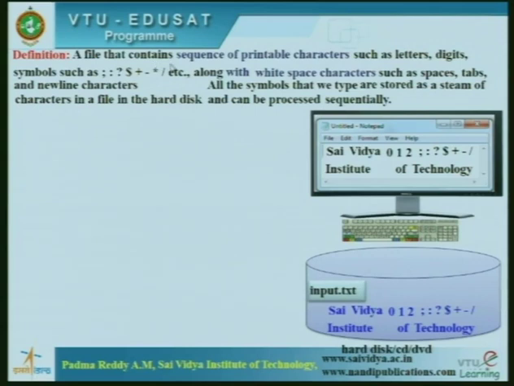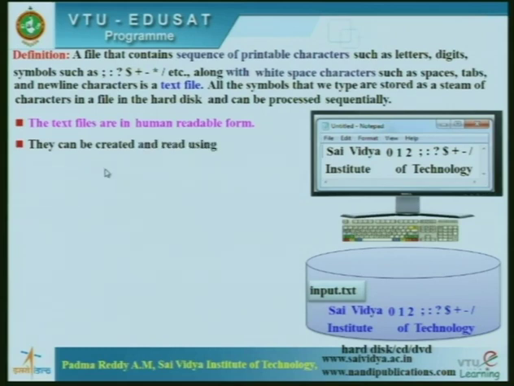A file that contains a sequence of printable characters such as letters, digits, symbols such as colon, semicolon, question mark, etc., along with the white space characters such as spaces, tabs, and new line characters is a text file. So all the symbols that we type are stored as a stream of characters in a file in the hard disk and can be processed sequentially. So here the text files are normally in human readable form. That is, we can read the file. They can be created and read using any text editor.